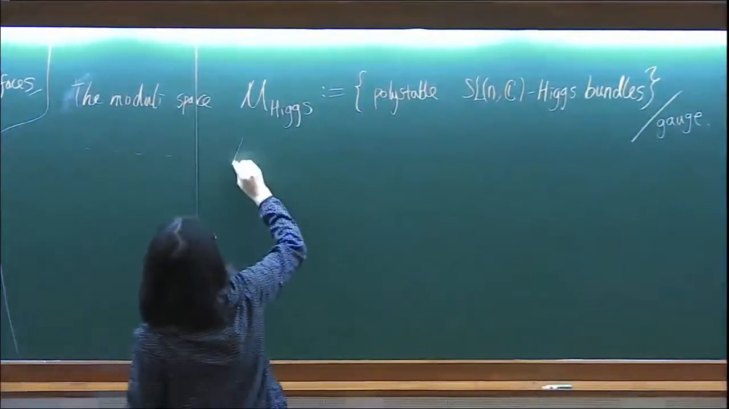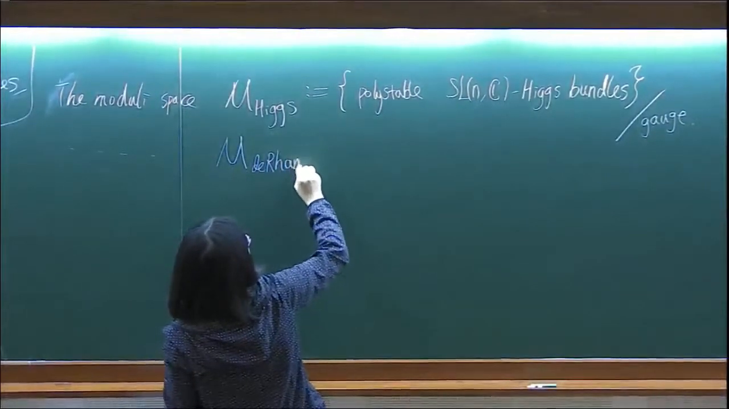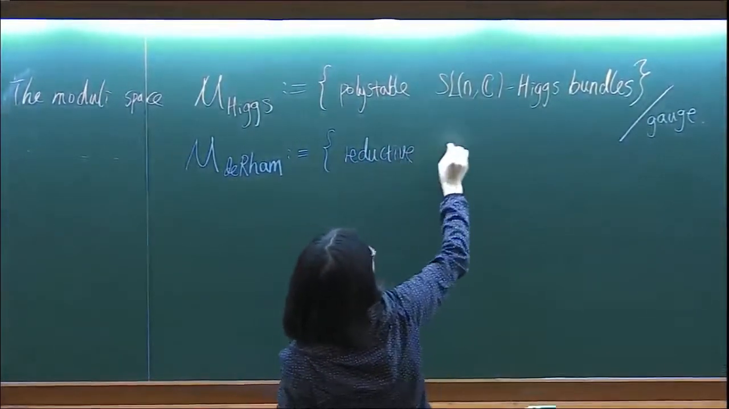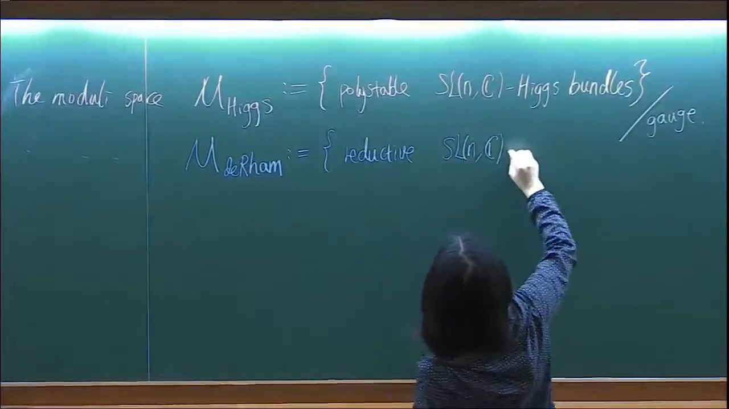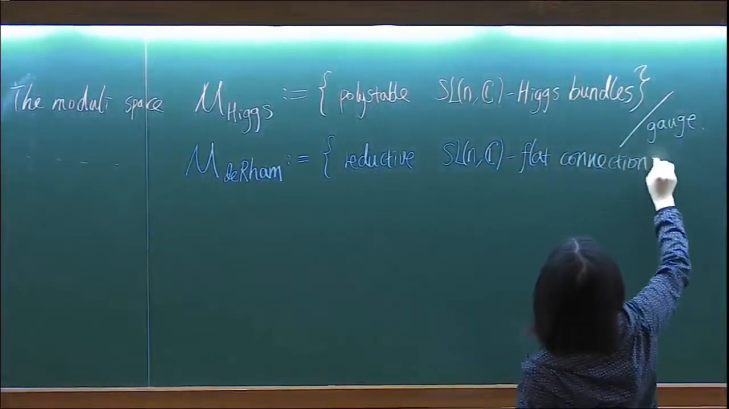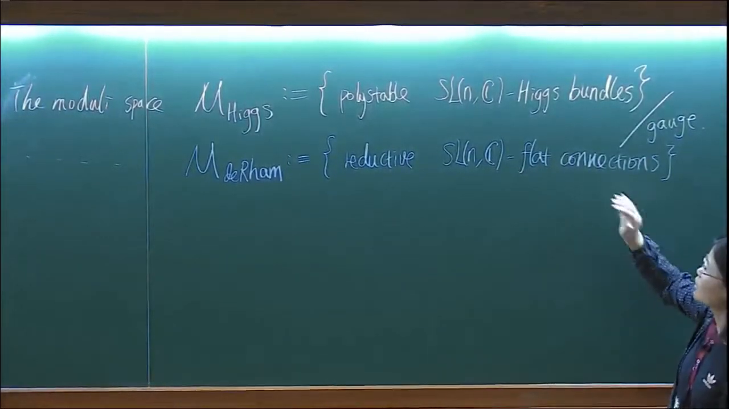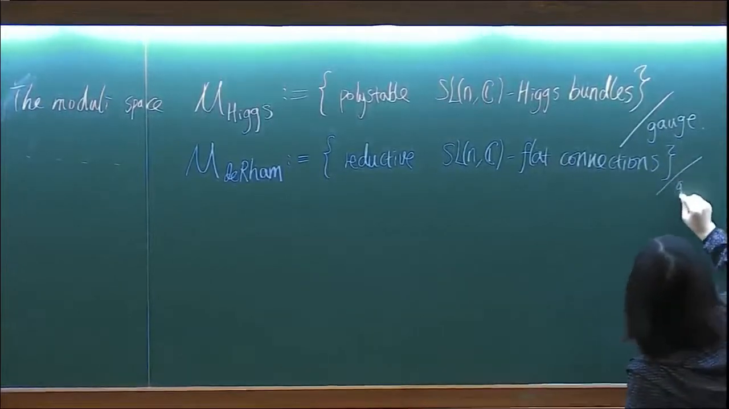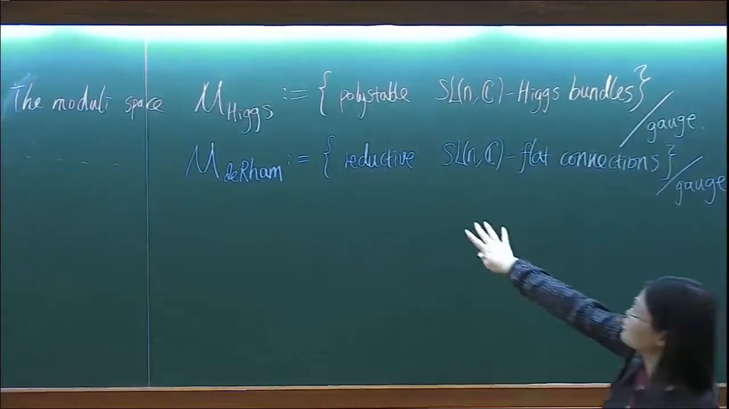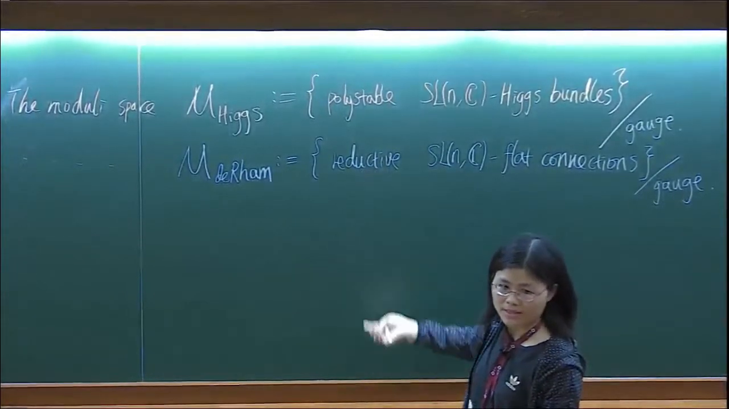And the second space is the de Rham moduli space. This is all the reductive SL_n(C) flat connections. So of course, it's always on some bundle. We just don't really say the bundle. So this is also a quotient by the gauge group. And here the reductive is just also the direct sum of the irreducible ones.